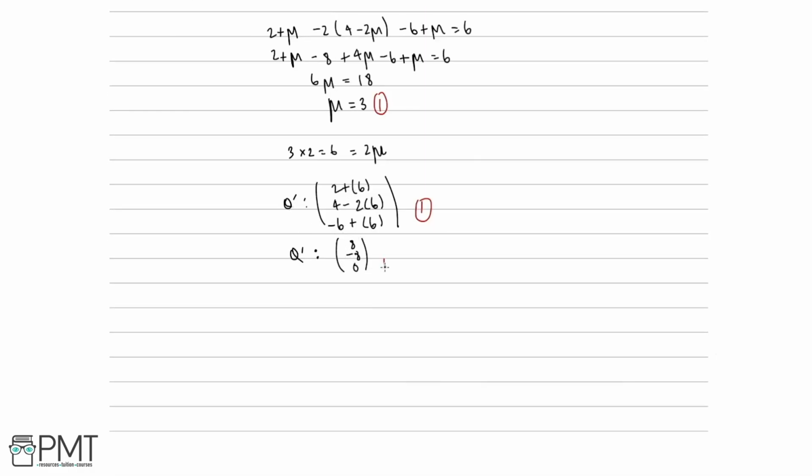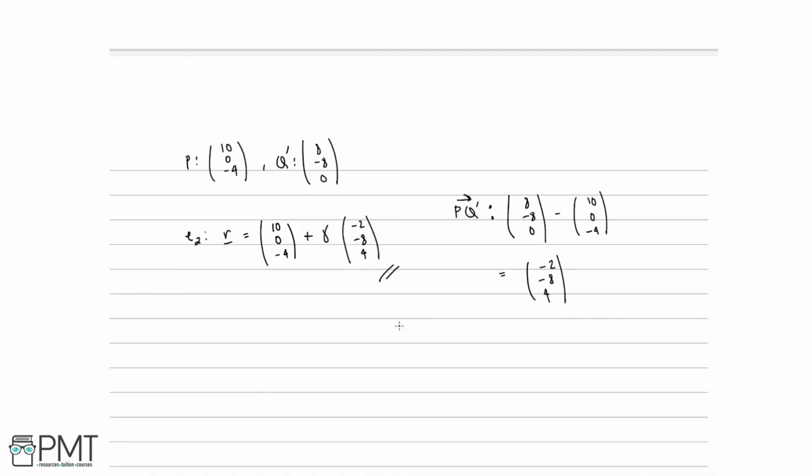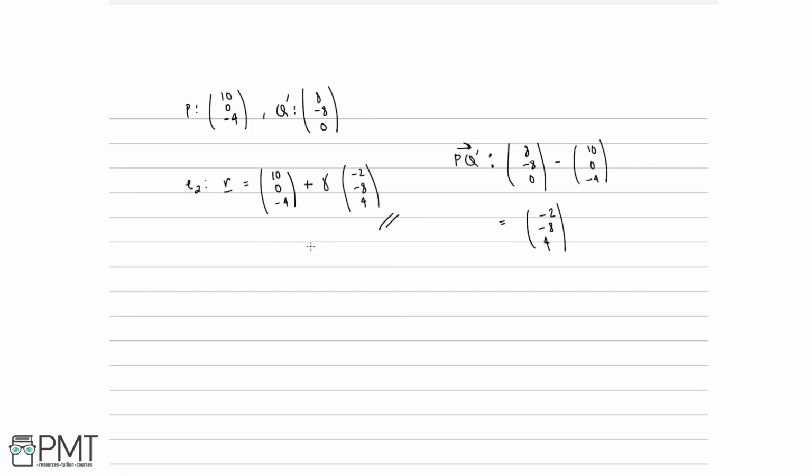And you get another accuracy mark for writing out the correct position vector of Q dash. You get another mark for using our knowledge of the equation of a line to determine the direction vector of PQ dash, and then writing this in the actual vector form equation of the line, and this is our final accuracy mark.